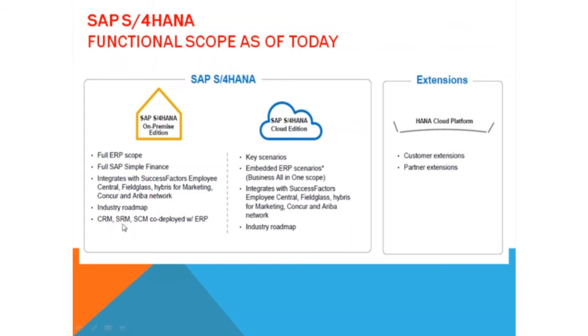Industry roadmap is there, CRM, SRM, SCM. CRM means Customer Relationship Management. SRM means, again, an application for Supplier Relationship Management. Then we have SCM, Supply Chain Management, especially for manufacturing companies. These are very, very important tools for them.